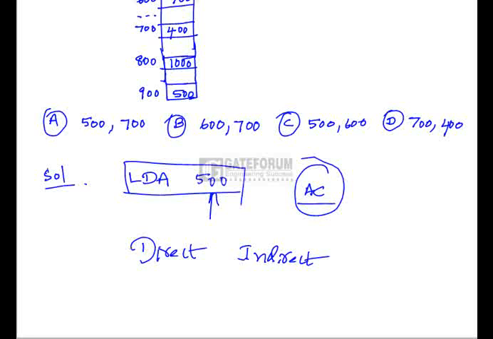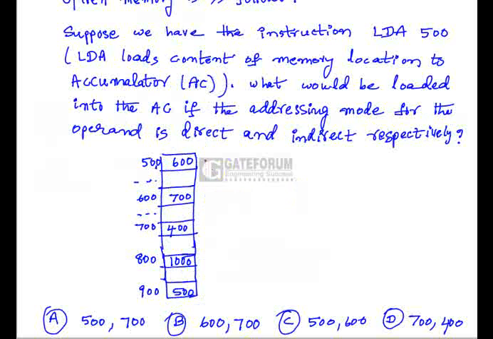Usually in the case of direct addressing mode, the address part of the instruction is the effective address. In the case of indirect addressing mode, the address part of the instruction is a pointer to the effective address. So here the address part of the instruction is 500 and the opcode part is LDA. LDA is an operation code that will load the content of the memory location indicated by the address part into the AC register. So now if the effective address is 500, for example, the content of memory at address 500 is 600.